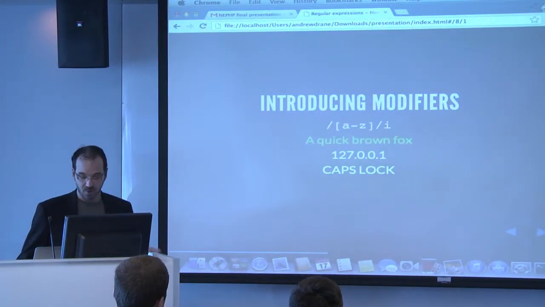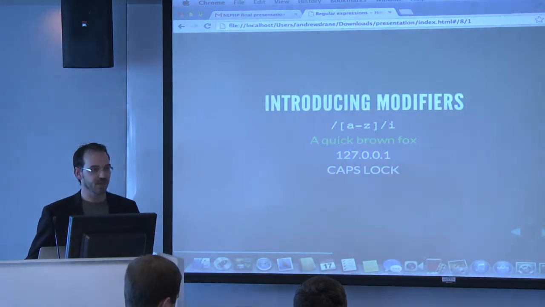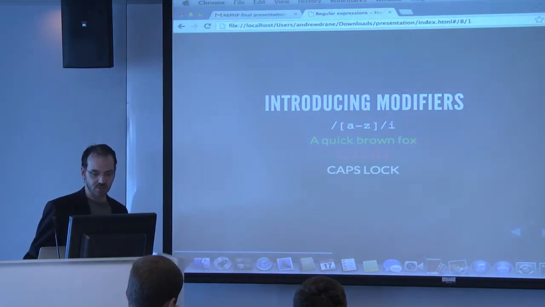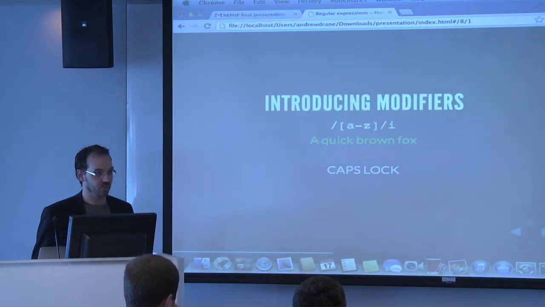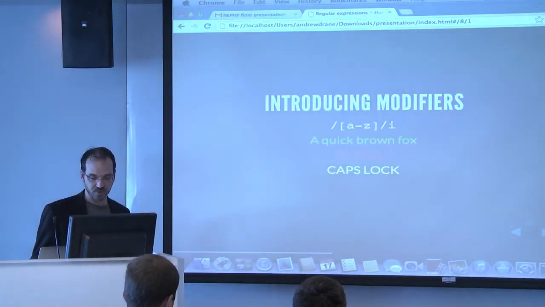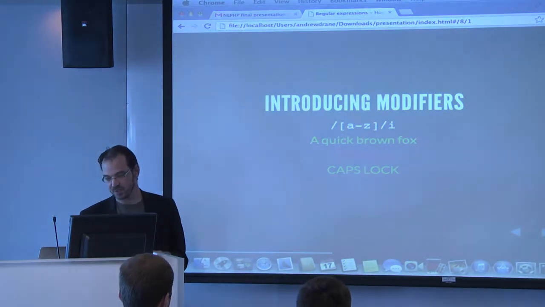So once again, we go through the examples. I specified an interval of letters and case-insensitive, so this one will match. 127001 won't match, once again, because we didn't want any digits or dots. And caps lock will work this time because we want a case-insensitive search.